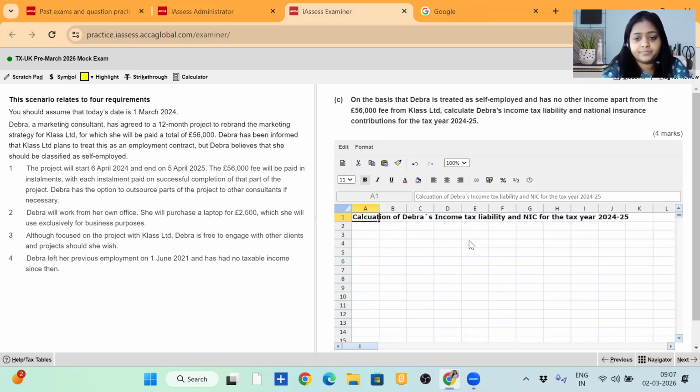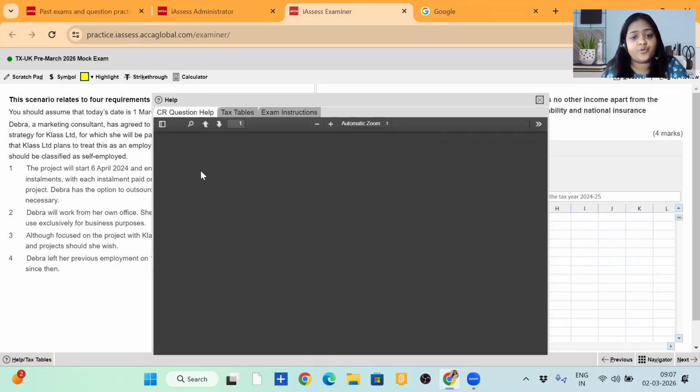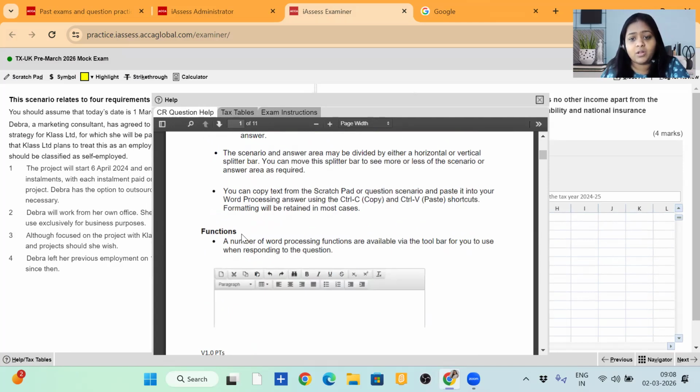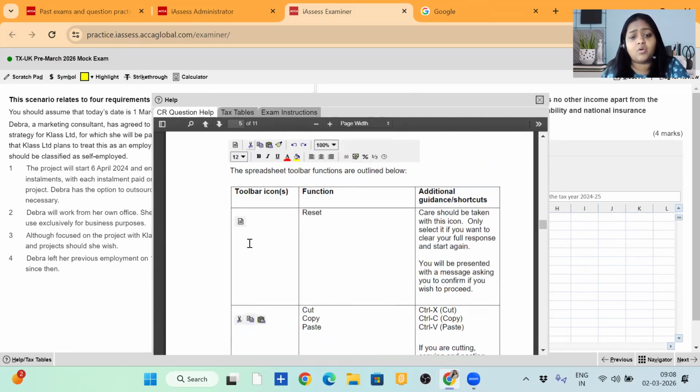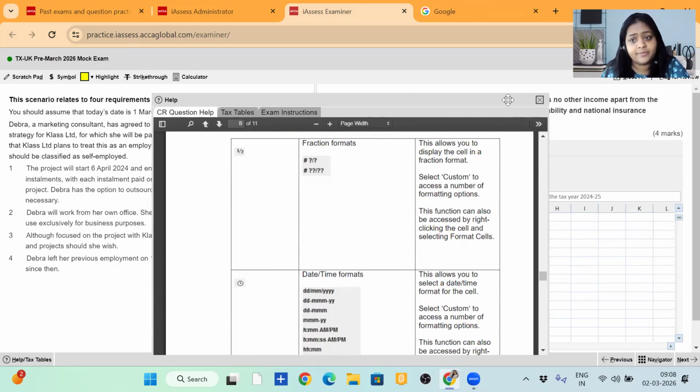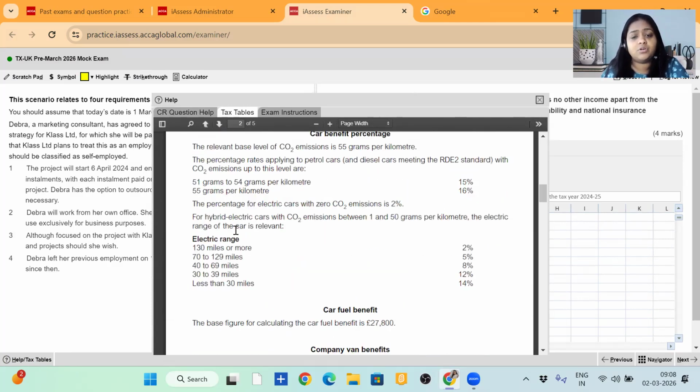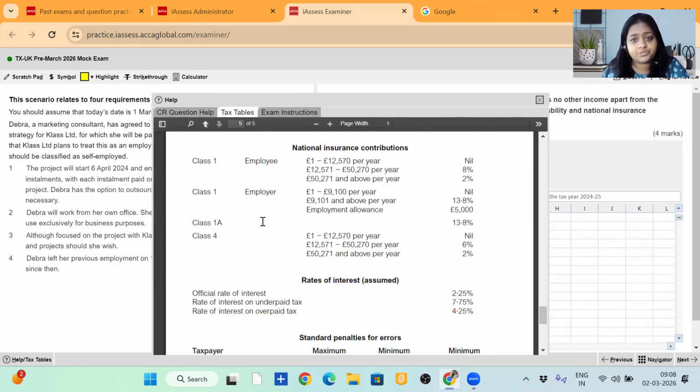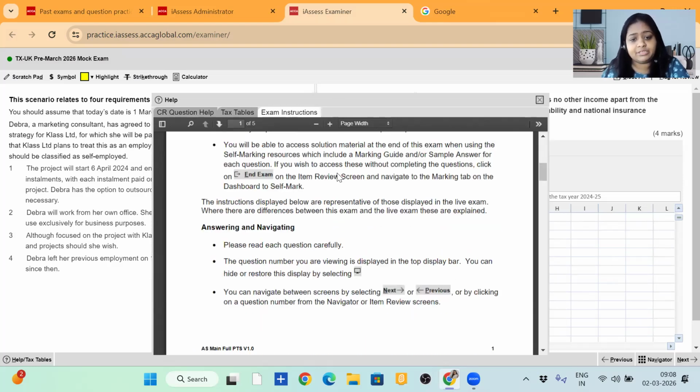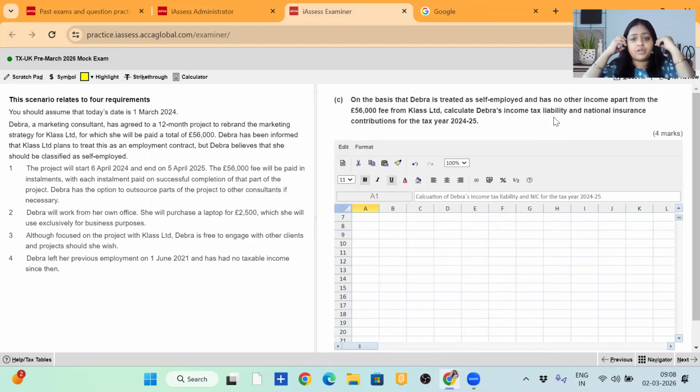2024-25. You can use the shortcut keys Control B, Control I, Control U, Control C, Control V, Control X. If you want to know more about which shortcut keys you can use, you have this help box. So I recommend that you have a look at it before you go for your exams. Here are all the shortcut keys that are available to you and all the other details that you need to know about your Excel. The tax table, which you need to refer to in the questions, is here, and these are the exam instructions. It's better if you read them beforehand and don't waste your exam time.